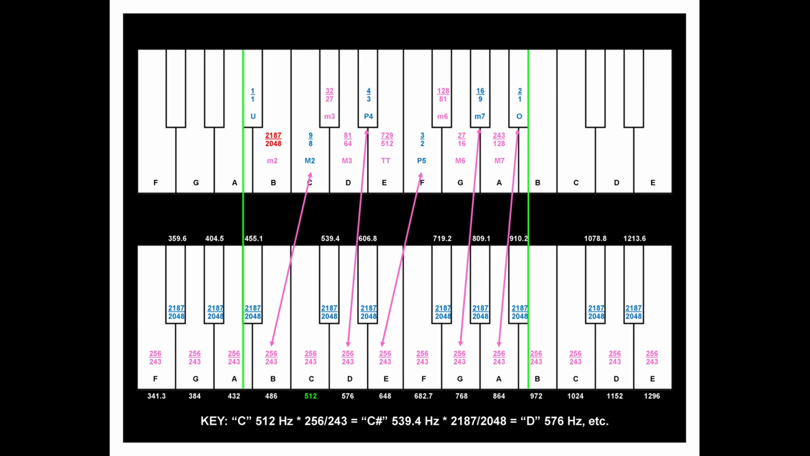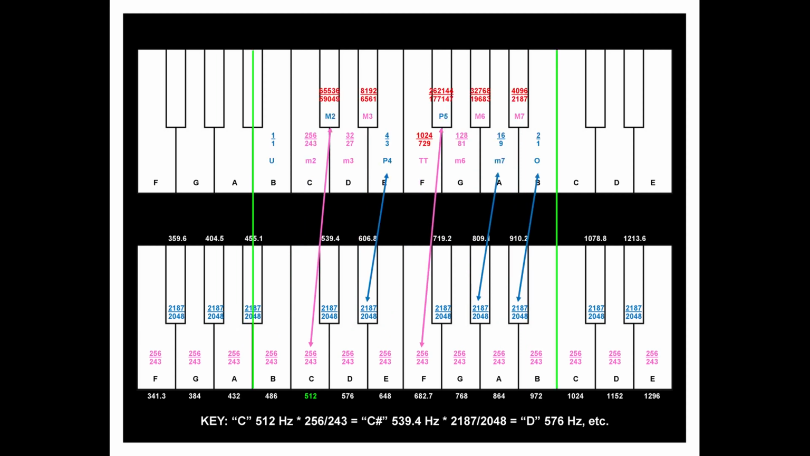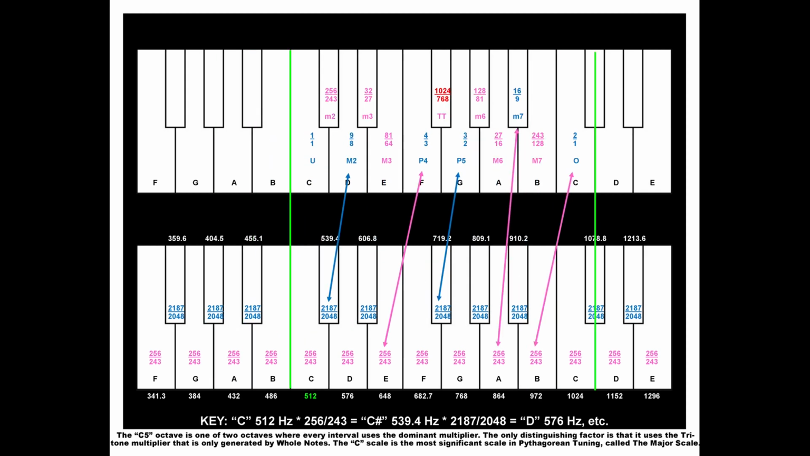All right, and then we keep moving on, and we keep going. All right, now we get to C. The C5 octave is one of 2 octaves where every interval uses the dominant multiplier. The only distinguishing factor is that it uses the tritone multiplier that is only generated by whole notes. The C scale is the most significant scale in Pythagorean tuning, called the major scale.